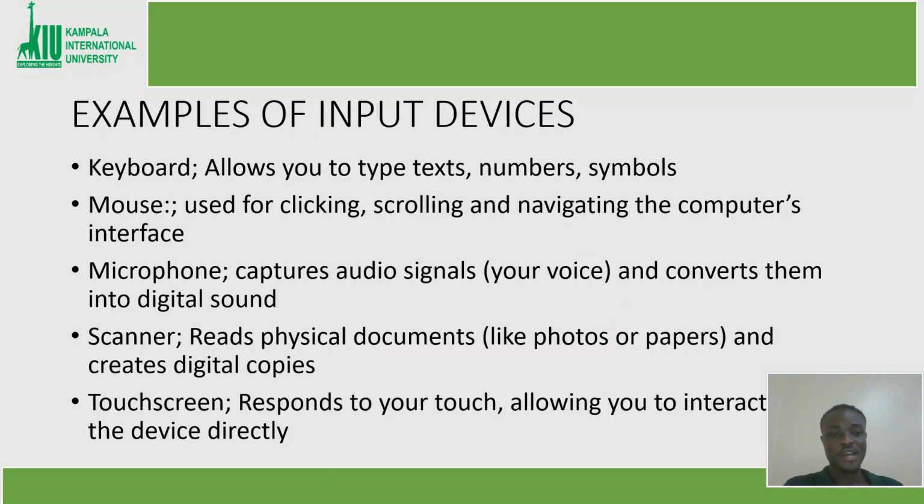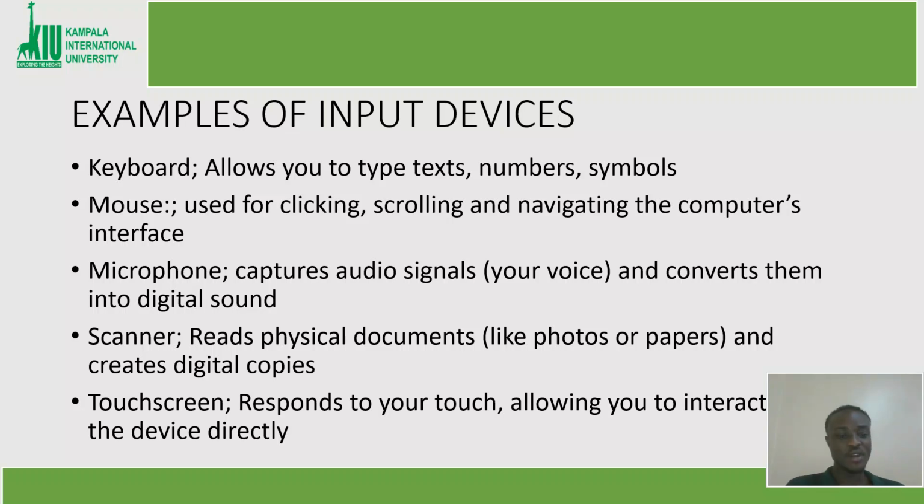Examples of input devices: the keyboard allows you to type text, numbers, and symbols. The keyboard is the one you use for typing, which has the alphabet, symbols, and function keys. We have a mouse, used for clicking, scrolling, and navigating the computer's interface. The mouse is the thing we use to navigate. Many mouse are called mice.